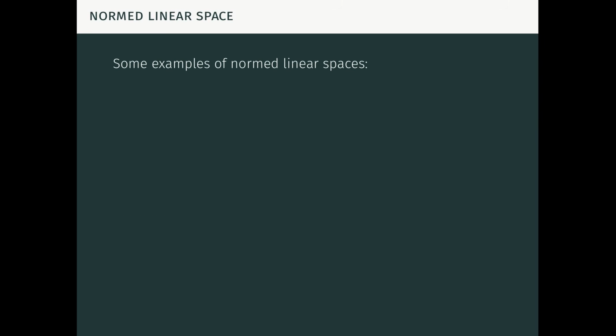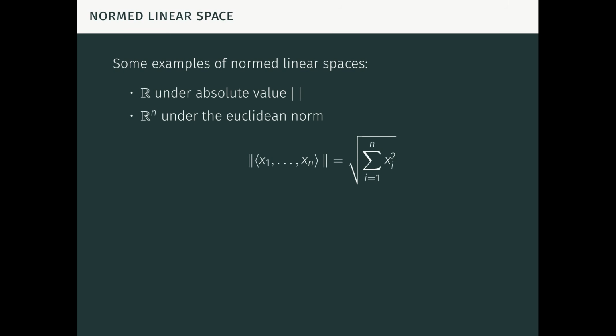So let's look at a few examples of normed linear spaces. The first is a simple one, the real numbers under the absolute value function. So we know that the reals form a vector space, and you can easily verify that the absolute value function satisfies the properties of a norm. More generally, Euclidean space R^n under the Euclidean norm, where the norm of a tuple (x1, ..., xn) is just the square root of the sum of the squares of the components, also forms a normed linear space.